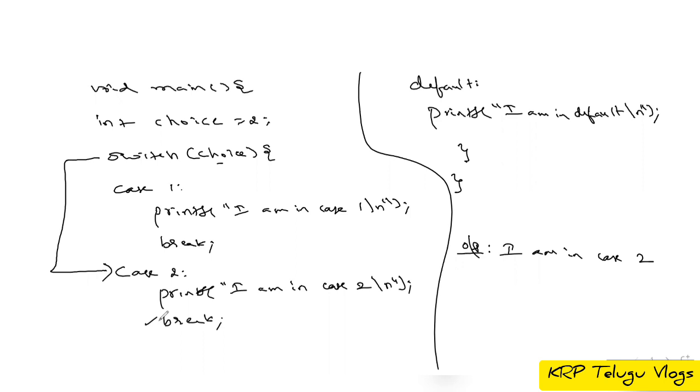So if I give 7 here, what will happen? Default. I am in default. It will print, output will be "I am in default." Note down this.